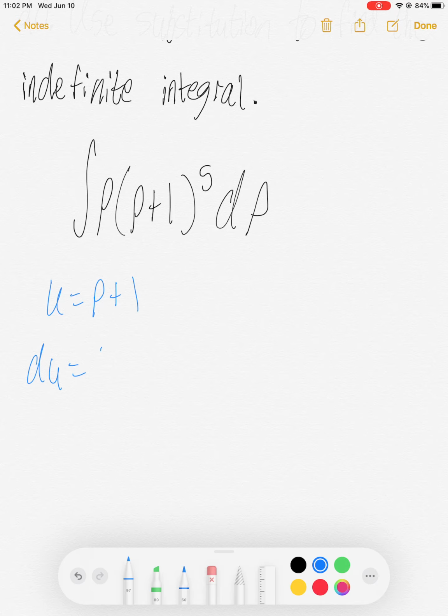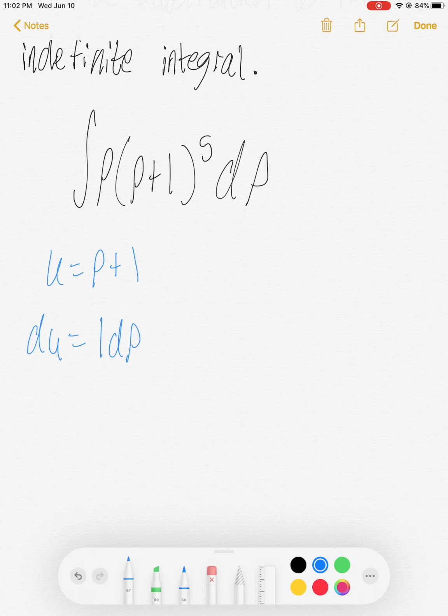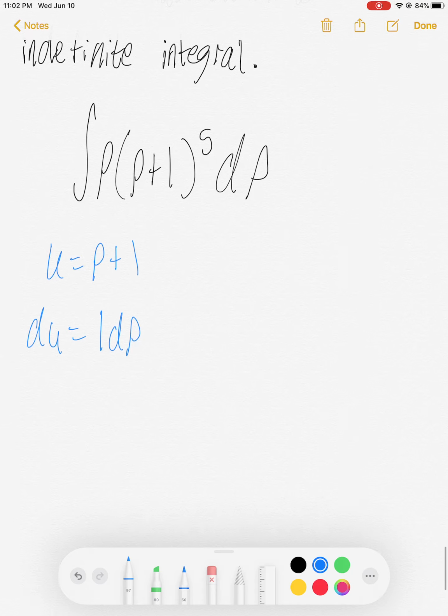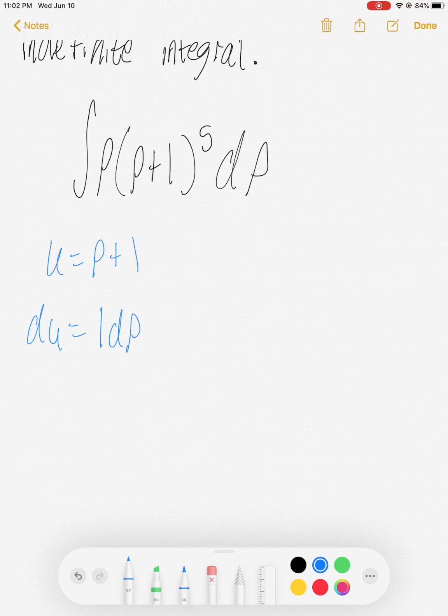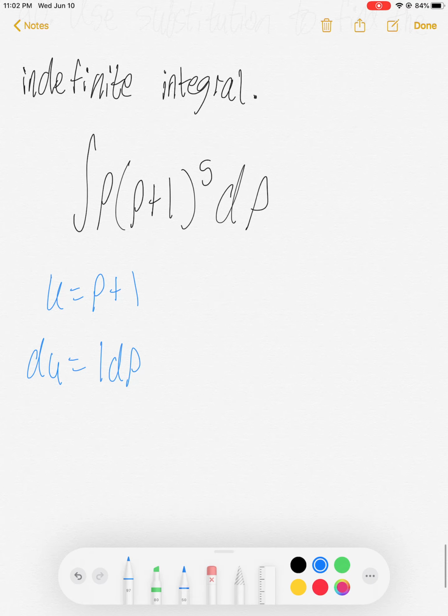All right. So to me, the clear thing that jumps out as a possible substitution here is going to be to set u equal to p plus 1. Anytime that we do a u substitution, we're also going to need to find du. And in this case, du is just 1 dp, right? The derivative of p plus 1, that's just 1. So we have 1 times the derivative of p, dp.